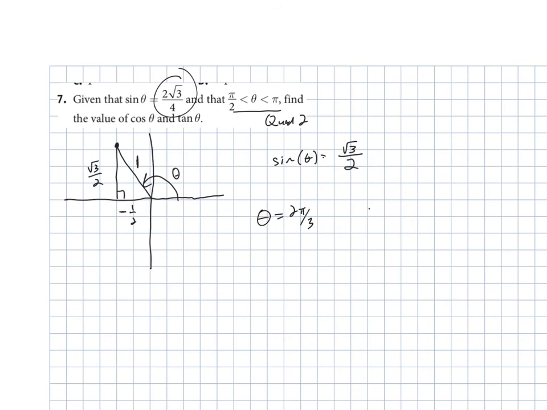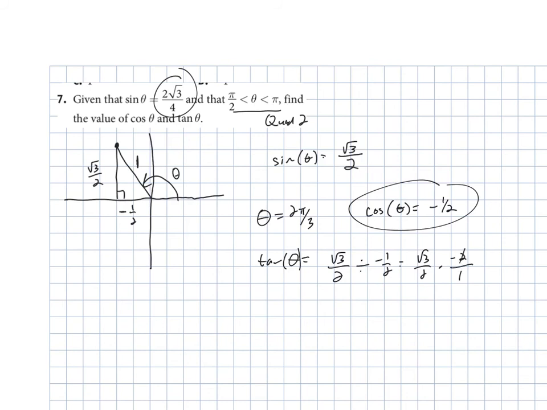And again, we know some of these values already. Cosine of theta is going to be negative 1/2. And then the tangent of theta is sine divided by cosine here. So that is root 3 over 2 divided by negative 1/2, which becomes root 3 over 2 times negative 2 over 1, negative root 3. So I get tangent of theta equals negative root 3 on that particular one.